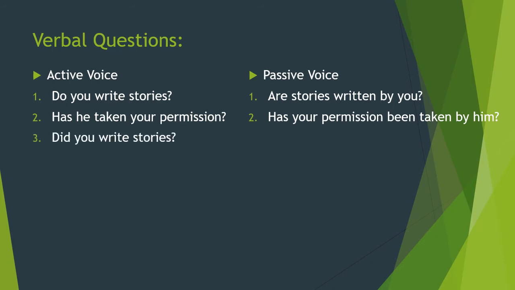Now the third one. Did you write stories? Do you find any similarity with the first sentence? It is similar. Only the tense is changed to simple past. Did write is in simple past. So in passive, it will be was or were. And since stories is plural, it will be: were stories written by you?